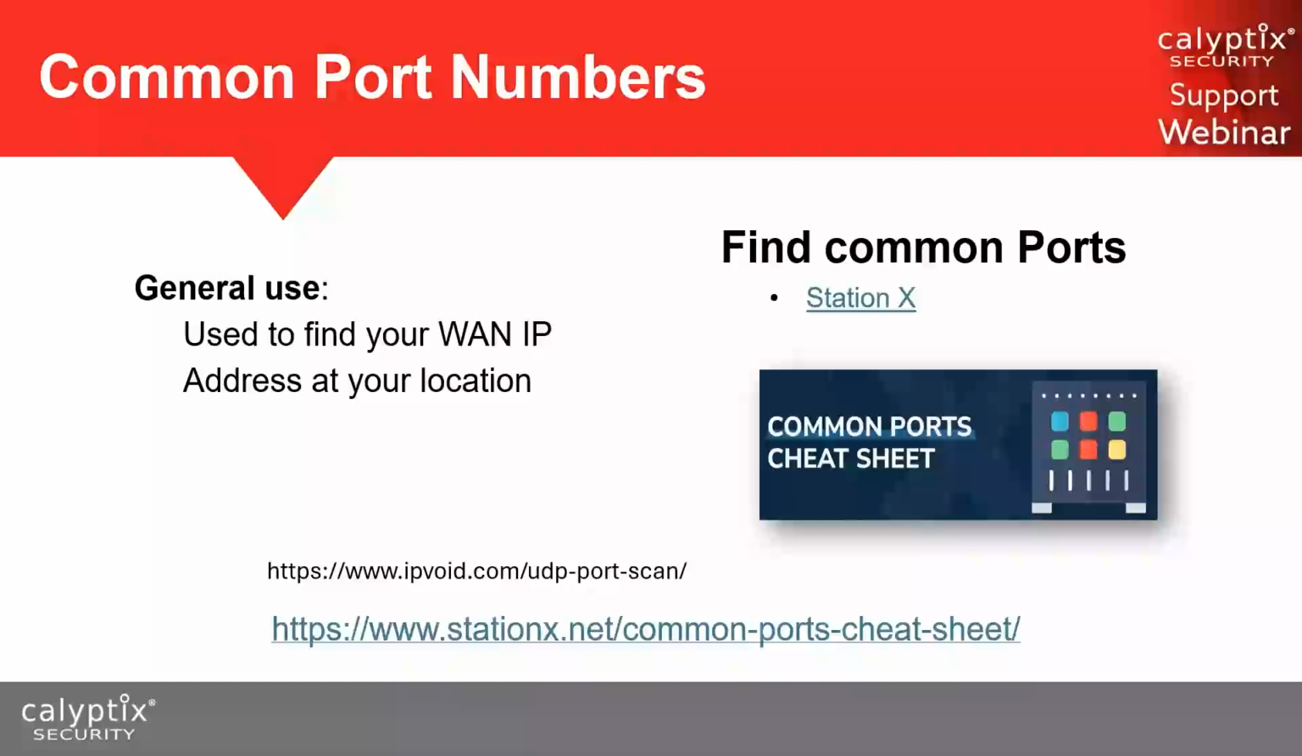And for a full list of those ports, or a cheat sheet, we go to Station X. Station X has all of these common ports there so that you can find out specific ports that are used for specific things. Like if you wanted to find out where client VPN traffic generally is, and we know it's on UDP port 1194, you can go to Station X and it'll tell you where the common ports are for different applications.